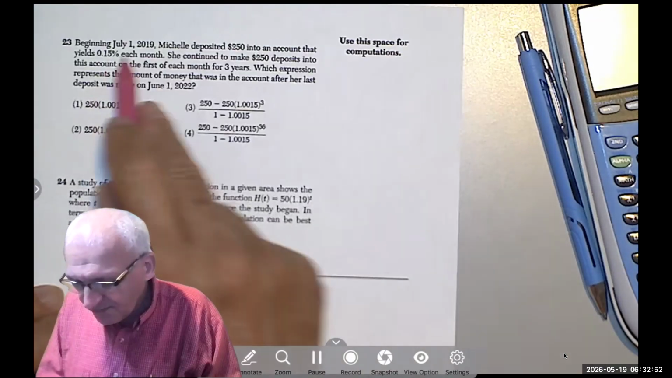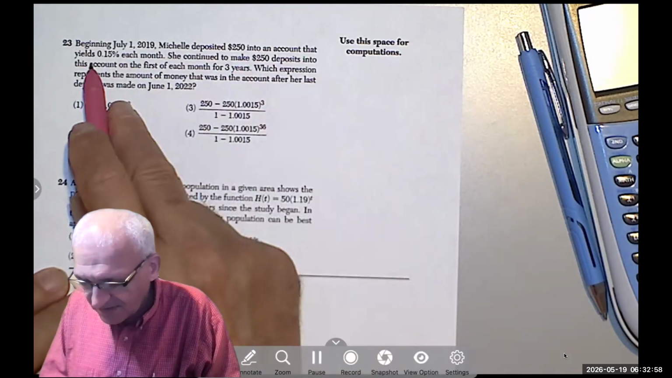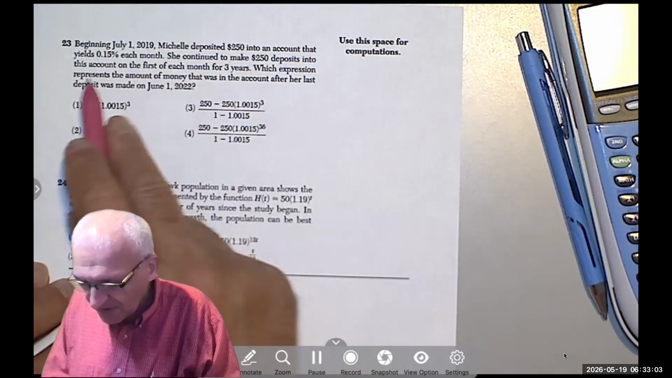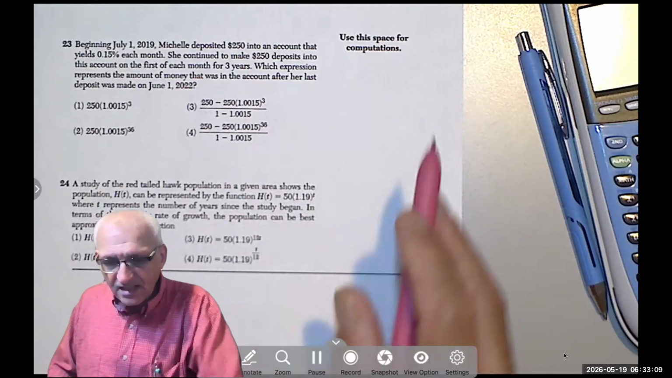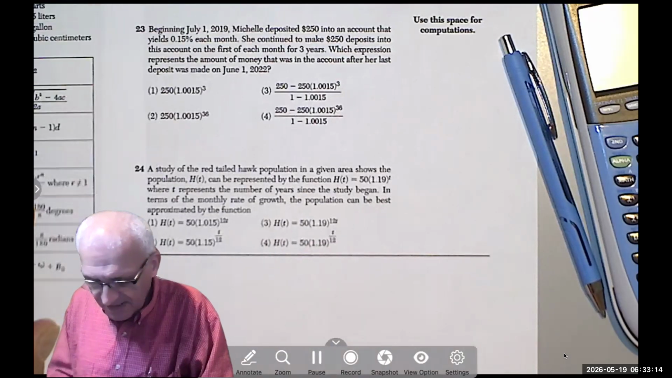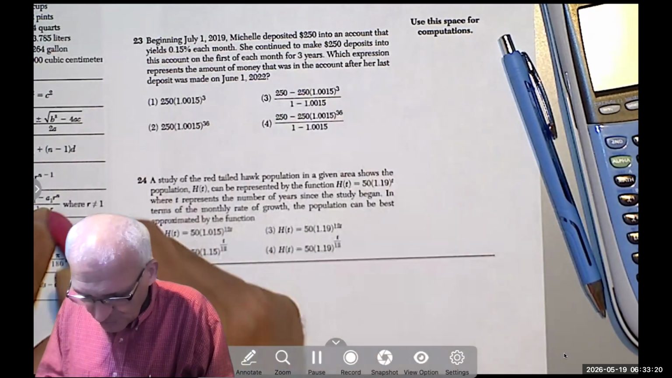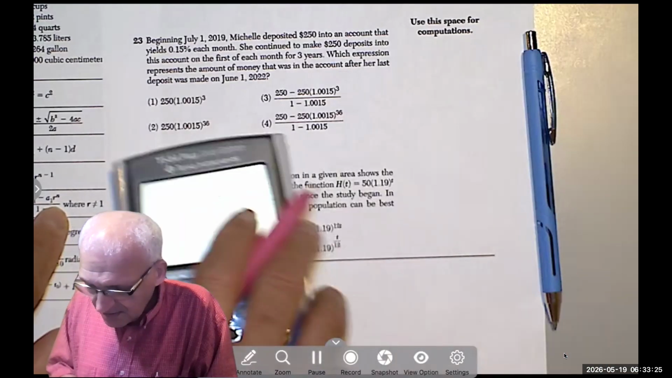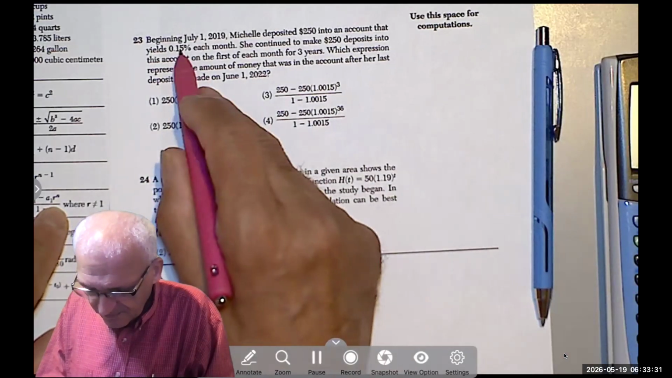Okay, beginning July 1st, 2019, Michelle deposited $250 into an account that yields 0.15 each month. She continued to make those deposits into the account for 3 years. Which expression? Well, they give you a table to get the geometric series because that's a geometric series. It's A1, which is the first payment, 250, minus 250 times r, which they give you, 0.0015. So you don't need to divide.